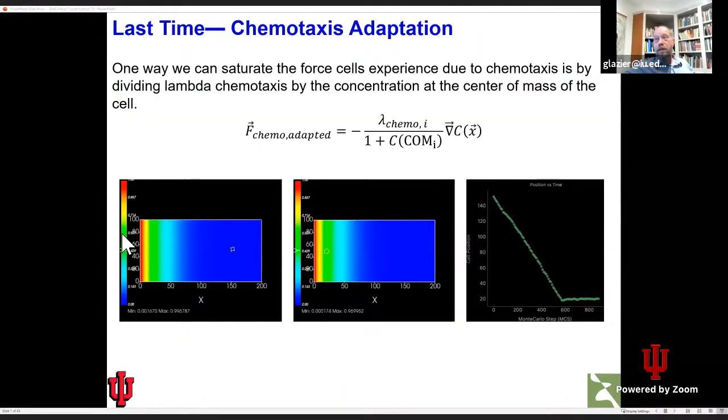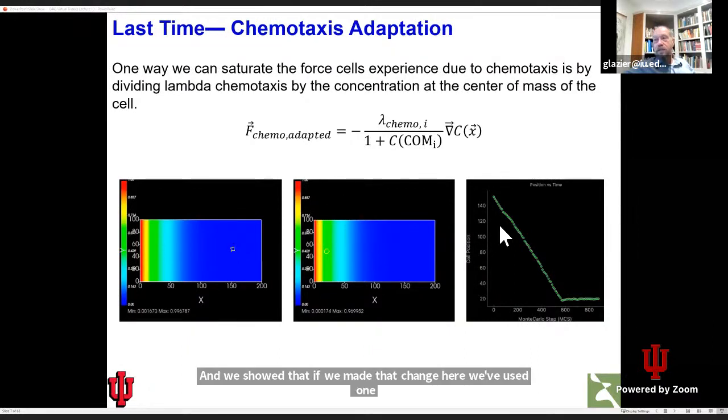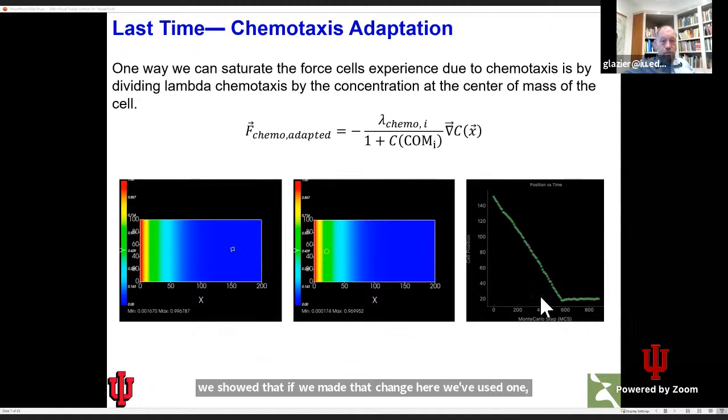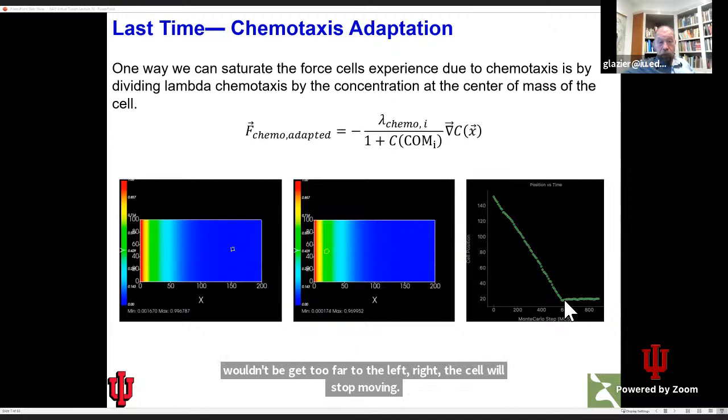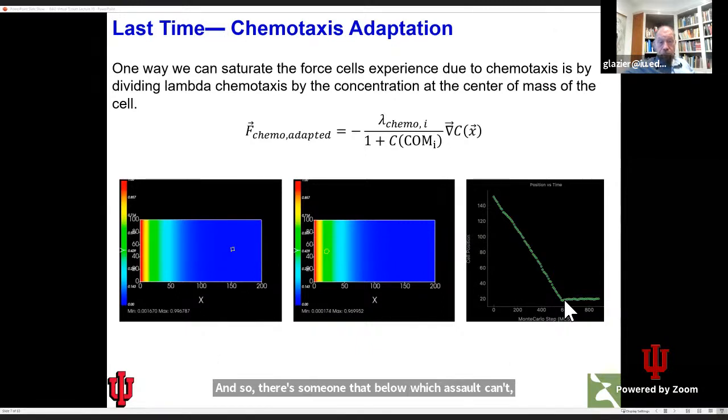And we showed that if we made that change, here we've used 1, that in fact the velocity of the cell is linear in the gradient, even though the gradient is exponential. You'll notice that there's a limit to that. When we get too far to the right, the cell will stop moving. And so there's some limit below which the cell can't read the concentration.